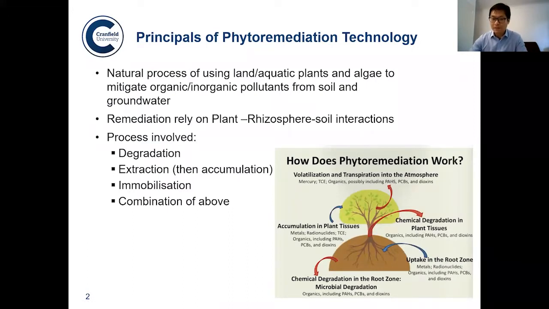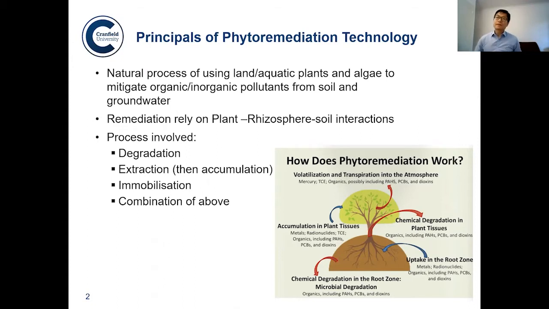Quite a few of us already know what phytoremediation is, but just for the benefit of anyone who isn't familiar with the subject, just a very brief introduction of what phytoremediation is and how it works. So phytoremediation is basically using plants and sometimes green algae to remove or immobilize environmental contaminants in water, and sometimes in groundwater context. But in my experience, it's mainly to do with land remediation. So for the rest of the talk, the subject will be based primarily on soil and land remediation.